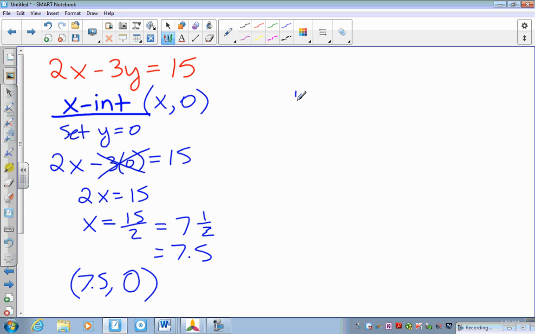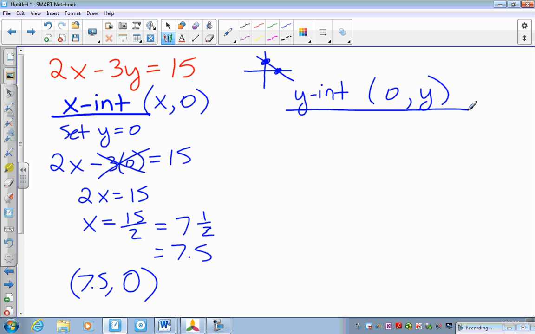Now if we look at the y-intercept, just like the x, we have a y value and the x is 0. The reason for that is if you think about your graph, the y-intercept is here. Well, we didn't go anywhere left or right. That's why x is 0. The x-intercept is here. We didn't go up or down. That's why the y is 0. So always think about why you're doing these things, not just what to do. So set x equal to 0.